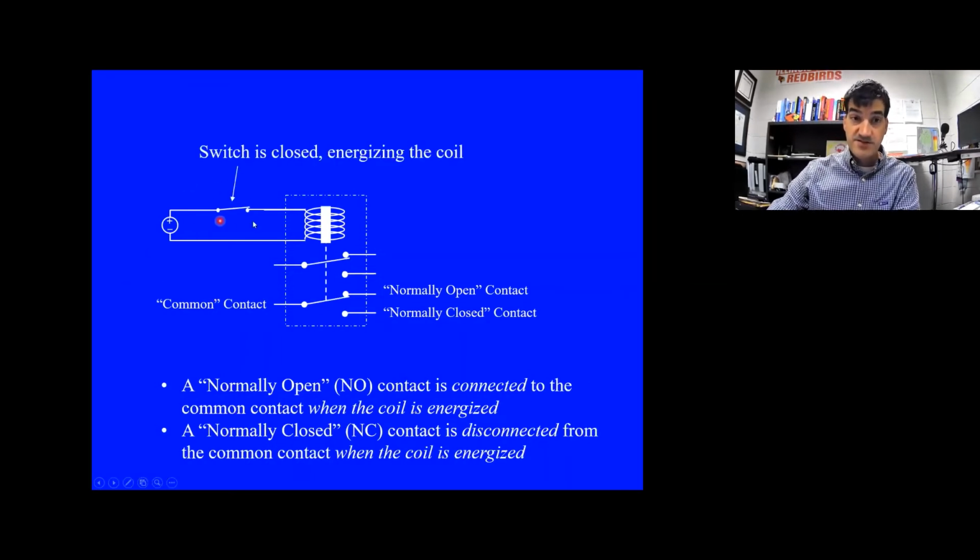Then when we close this switch right here, we energize this coil, which creates a magnetic field that exerts a force on the plunger, which pulls it, and that repositions the switch. So now we have a connection between the common and the normally open. So when the coil is energized, a normally open contact is connected to the common contact, and a normally closed contact is disconnected from the common contact.